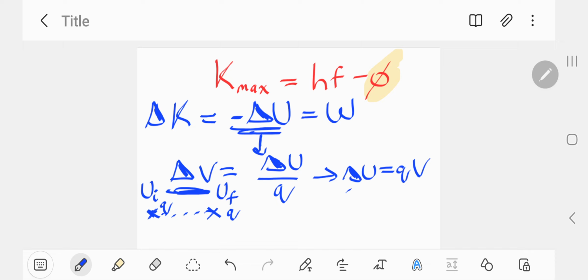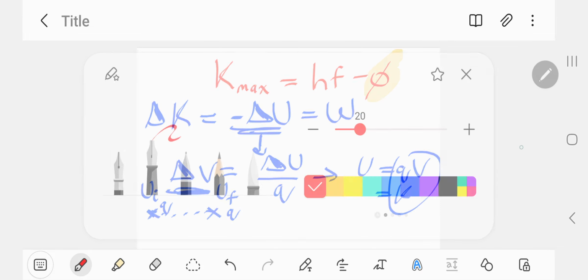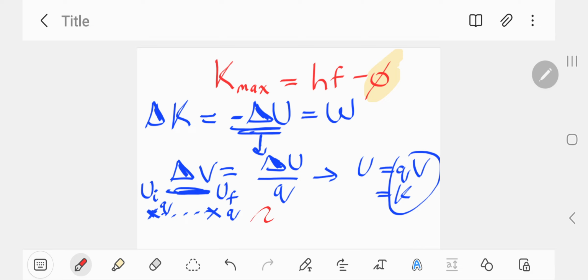I'm going to get rid of the deltas for now. U is equal to QV, and that's equal to K. So we can plug in this value for K in the formula above. So we get this. K max is equal to QV, and that's equal to hf minus phi. We know what Q is, the charge of the electron, that's on the data sheet. We know what V is, the stopping voltage. Let's put a subscript S here, stopping voltage. We know what h is, Planck's constant. We need to work out f, and we know what phi is.